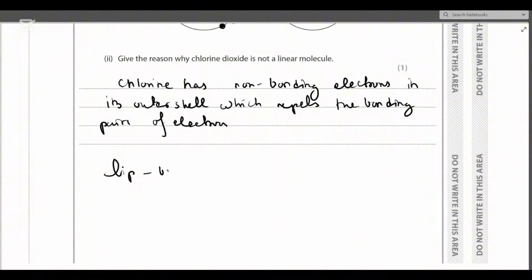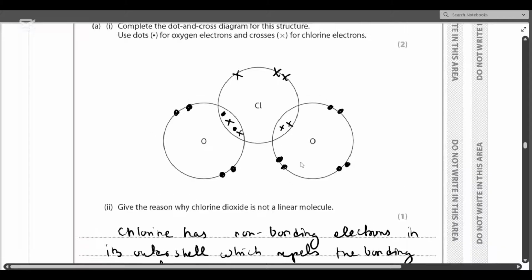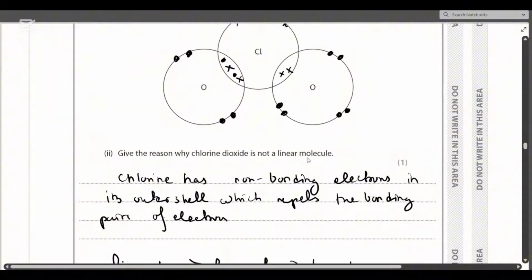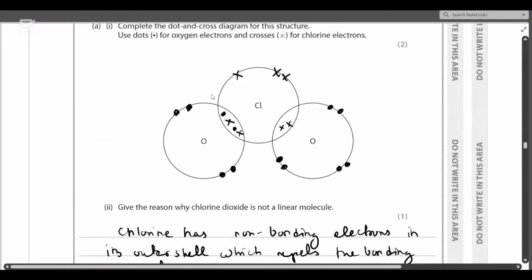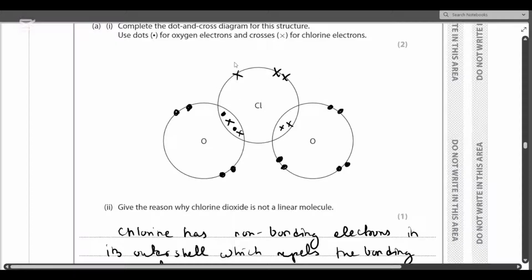Now, you should know that lone pair-bond pair repulsion is the greatest, and after that you have lone pair-lone pair repulsion, and at last bond pair-bond pair repulsion. In this case, we can clearly see that the oxygen atoms contain the lone pairs, in fact two lone pairs on individual oxygen atoms. And we also have the non-bonding electrons on the chlorine atom as well, the lone pair right here.